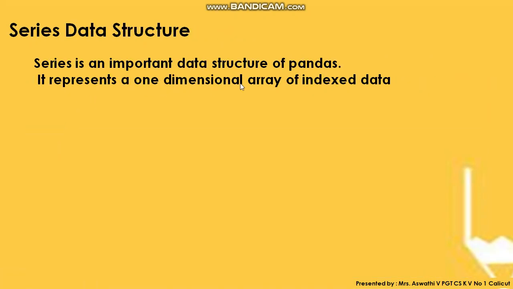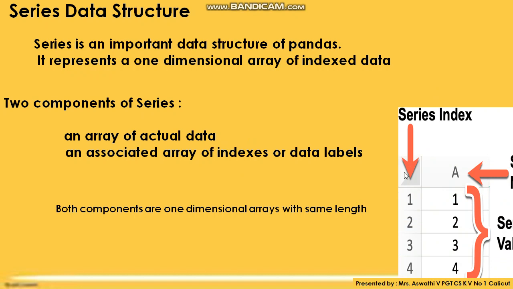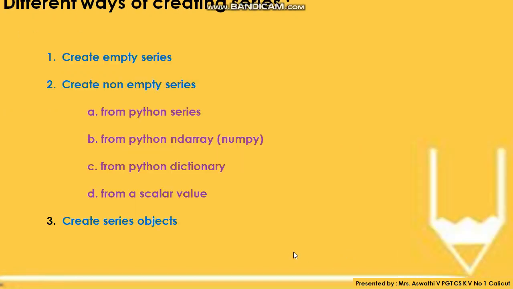A Series represents a one-dimensional array of indexed data. That's the definition. A Series represents a one-dimensional array of indexed data, and it contains two things: one is the actual data and the next is the index values. We have seen index values also when we used NumPy, so you are aware of what an index is. So a Series also has two things, the data and the index values, and both should be of the same length, which means that if you have three data, then there should be three index values. See, this is an example. The first column represents the index and the second column represents the data. So here you have 4 data and 4 index values.